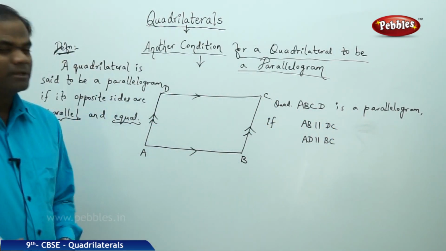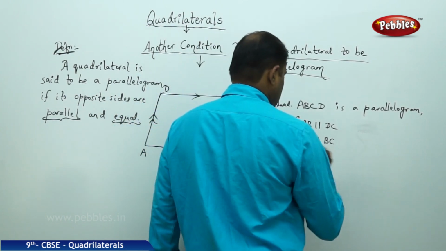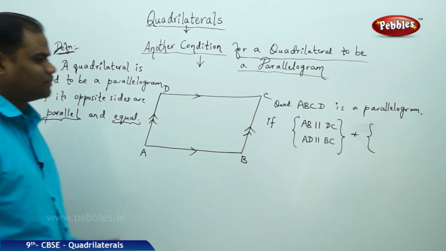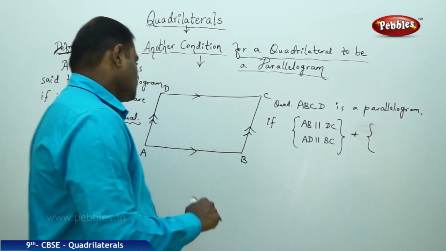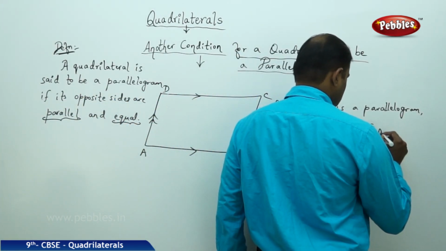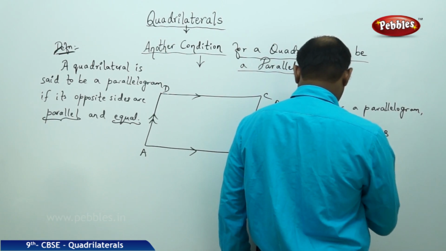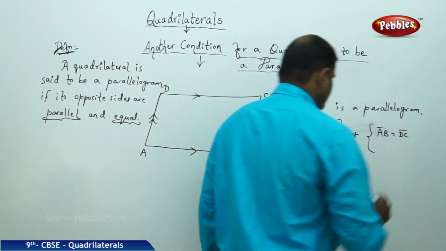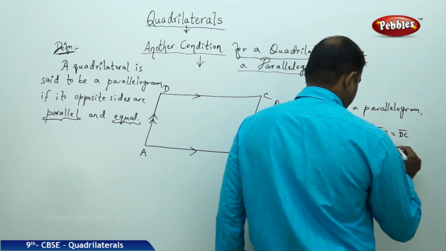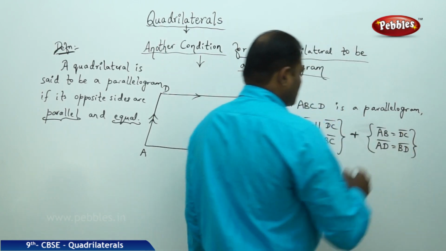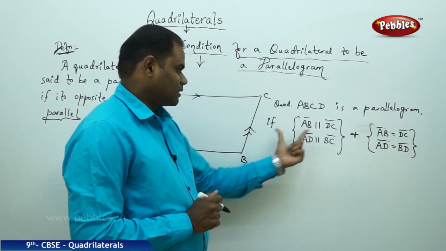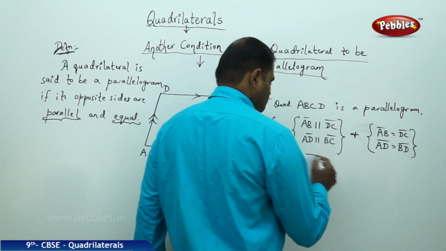AD parallel to BC. Along with this, it must also satisfy the equality condition. This becomes the parallelity condition, and the equality condition is that AB must be equal to DC and AD equals BC. This is how I understand a quadrilateral ABCD reducing to a parallelogram if it satisfies the parallelity condition.